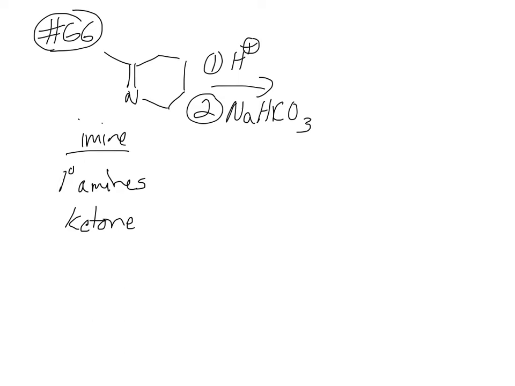So I look at A, there's a primary amine, but there's no ketone. I look at B, primary amine, no ketone. C, primary amine and ketone. D, aldehyde and primary amine. Now, why did I know it was a ketone?